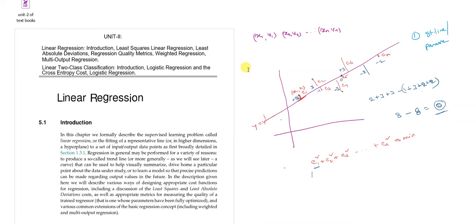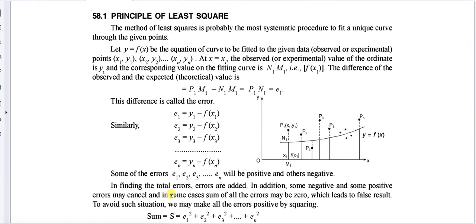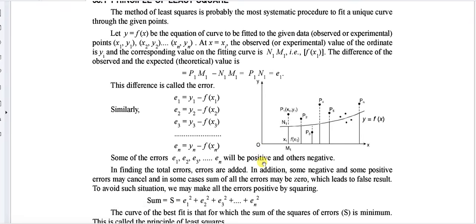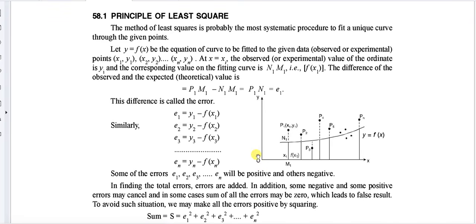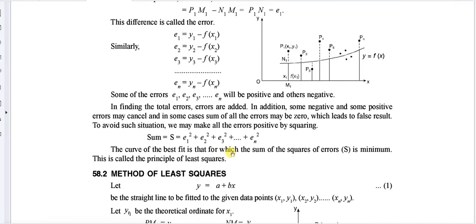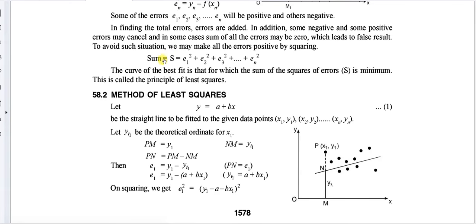Okay, so let me show you a numerical example so that you may understand the same. Whatever I explained here: error 1 is y1 minus f of x1, error 2 is y2 minus f of x2, error 3 is y3 minus f of x3, and so on. And the final principle is that the sum of the squares of the errors is minimum.